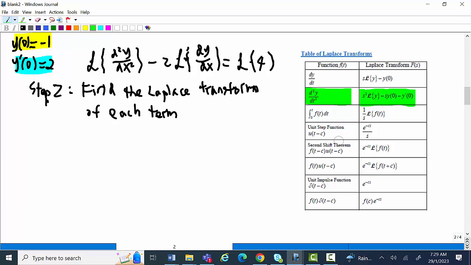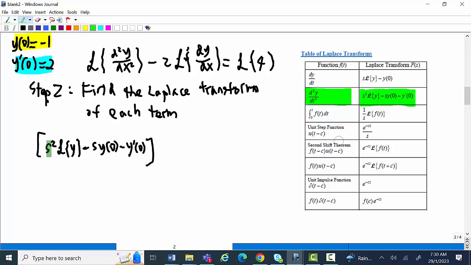So write down the first term. The first term is actually s squared Laplace transform of y. Do you know what y is? We don't know. Our main objective is to find out what y is here. Minus s y of 0 minus y prime of 0. So this is the first term using the Laplace transform. Let me use the bracket here. So this is actually the first term.